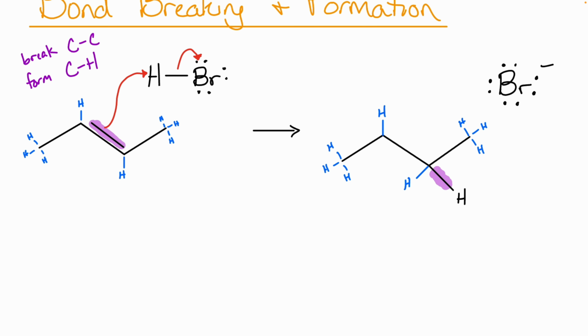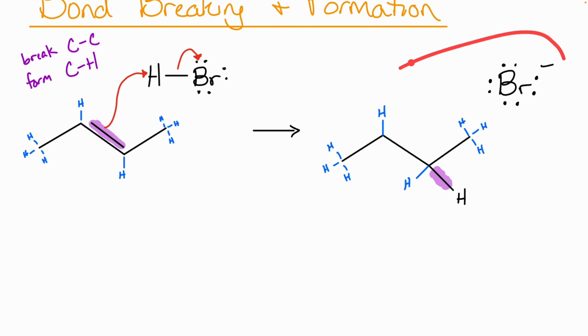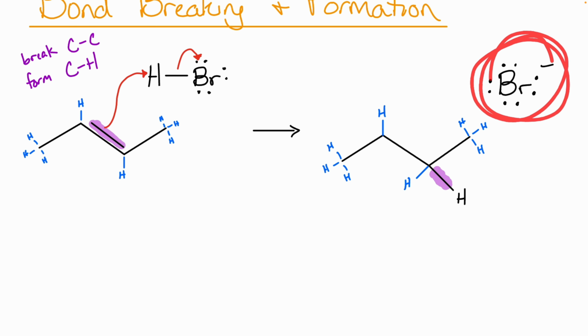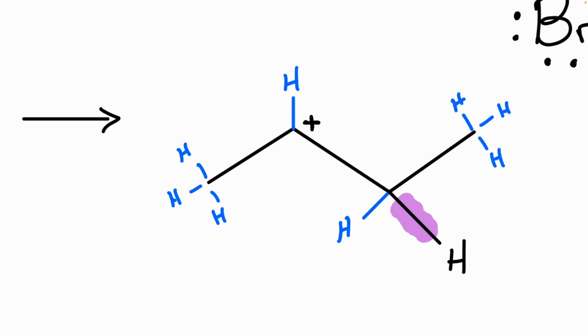Charges, all right? So if we look carefully here, everything was neutral over here, so everything better be neutral over here. I know I have a negatively charged bromide ion, so what am I missing? That positively charged carbocation. And that's why I filled in those hydrogens explicitly, so we can see this carbon over here only has 3 bonds.